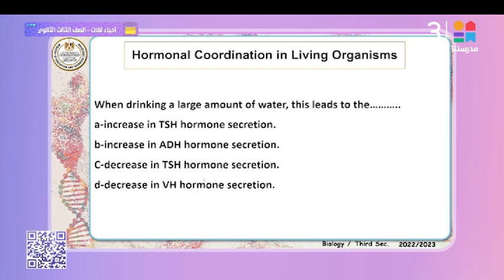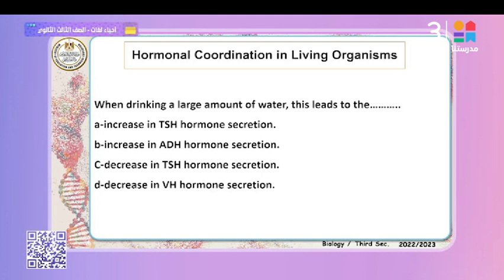Another question. When drinking a large amount of water, this leads to: A, increasing TSH, thyroid stimulating hormone, secretion; B, increasing ADH hormone secretion; C, decreasing TSH hormone secretion; D, decreasing ADH, vasopressin, hormone secretion. The best answer is D.